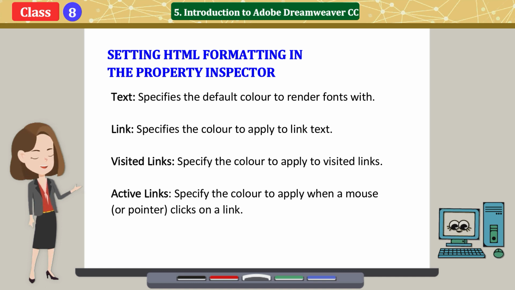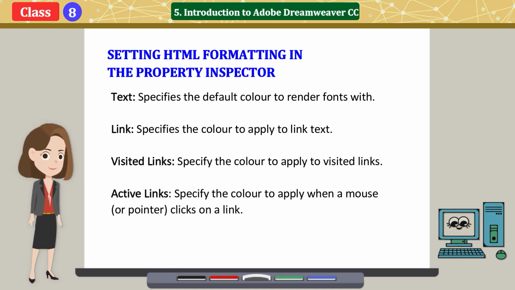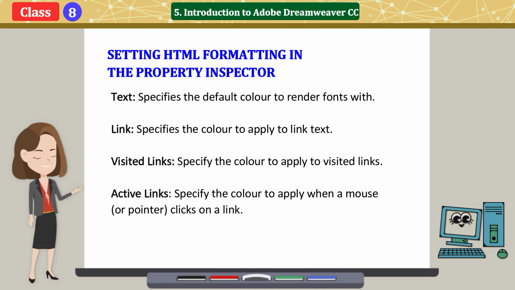Link specifies the color to apply to link text. Visited links specify the color to apply to visited links. Active links specify the color to apply when a mouse or pointer clicks on a link.